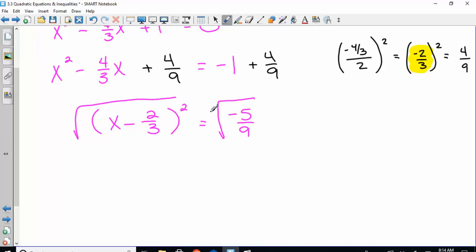Square root, plus and minus, x minus 2/3 equals plus or minus. What's the square root of negative 5? Well, there's an i. You can take out an i, but then we have to leave the square root of 5. What's the square root of 9? 3. Then add the 2/3 over.